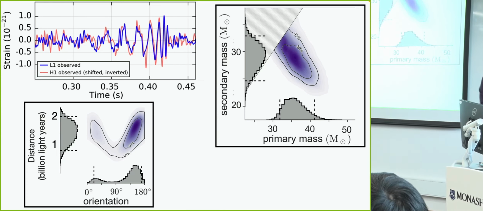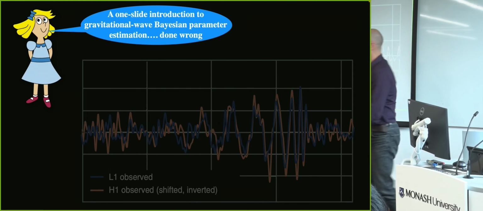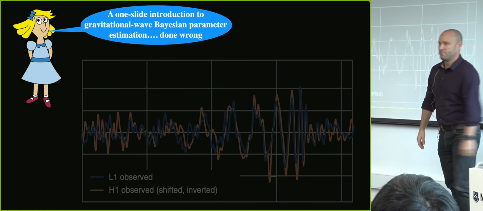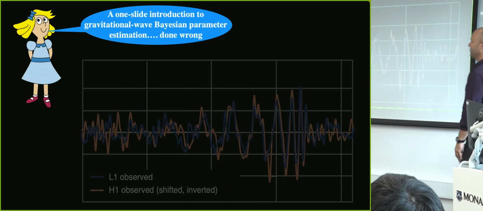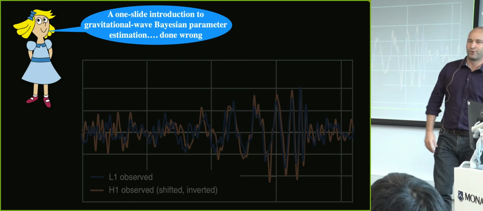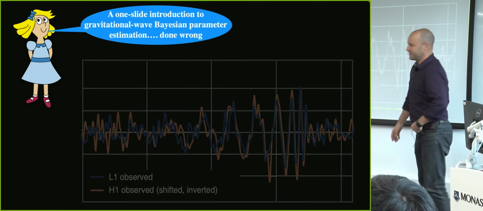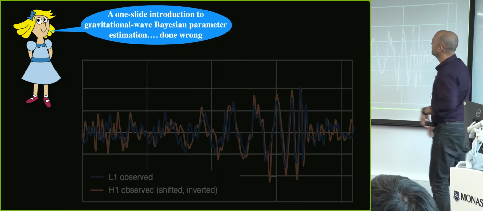So it's important to understand this, and so this is my Goldilocks one-slide introduction to gravitational wave Bayesian parameter estimation, but it's done completely wrong. But hopefully it gives you a good introduction to what Bayesian parameter estimation is. If you don't like the word Bayesian, it's just the type of statistics that we use because we all bow down to Lord Bayes, Reverend Bayes.